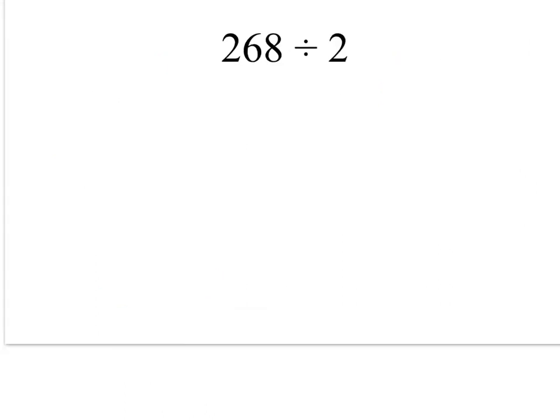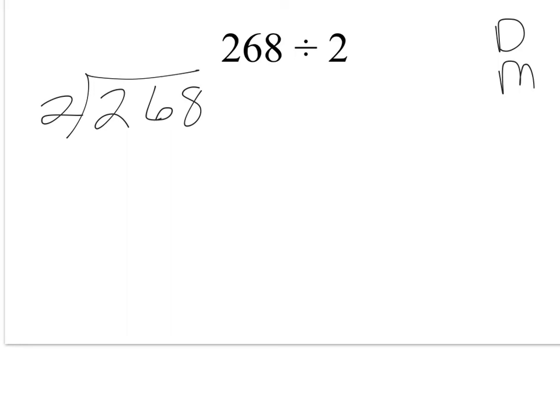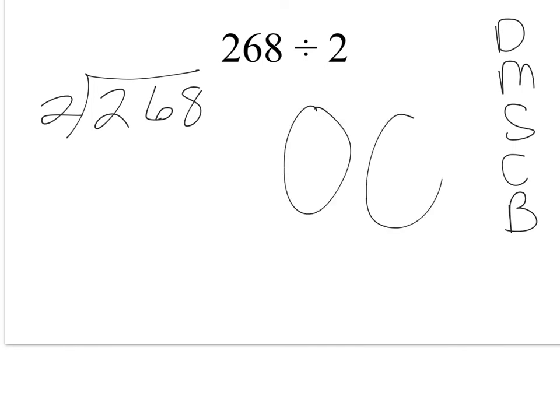Let's try one more in our notes. So we have 268 divided into 2 groups. We're again going to follow the same rules: divide, multiply, subtract, check, bring down. So I'm going to be dividing up into 2 groups. I'm first going to start with the hundreds. So I have 2 hundreds divided into 2 groups, which means I have enough to put 1 into each group.